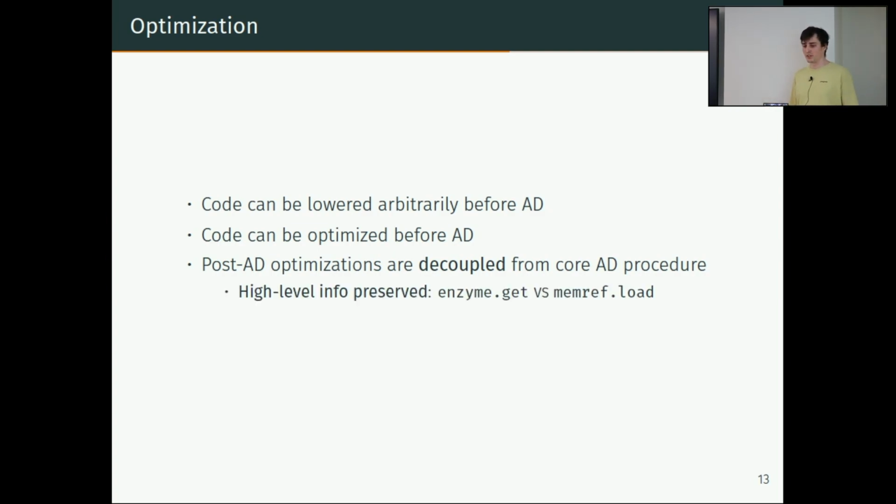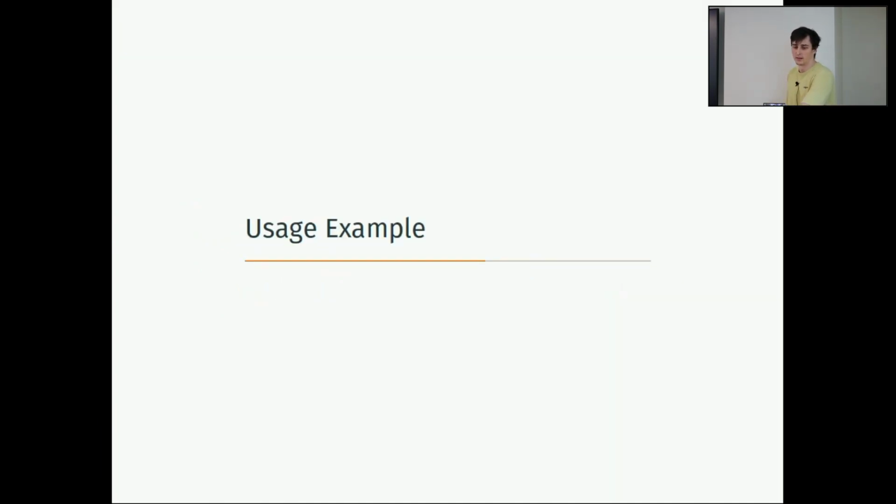And we preserve the high-level information, since we don't just create, for example, a memory load, but we create an enzyme get, which has more semantic information. And we can specifically target them so that all our optimizations work for most dialects. Next, we will continue with a usage example.